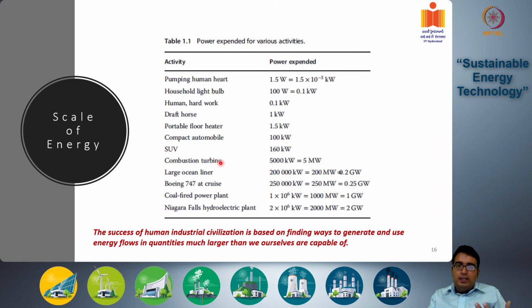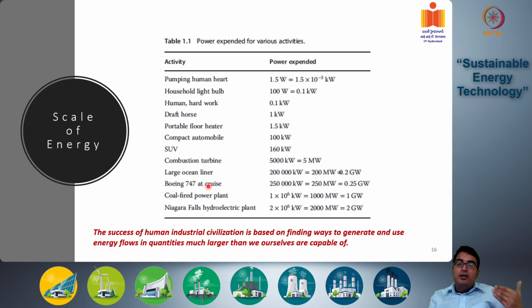Now when you look at a combustion turbine, which means a typical gas turbine that is there in a small scale power plant or a small scale natural gas power plant, that can expend or generate energy, depending on whether you are using it to generate electricity or to run an aircraft, of around 5,000 kilowatts or 5 megawatts. So a typical combustion turbine will expend or generate power of about 5,000 kilowatts, which is equivalent to 50,000 human beings working simultaneously.